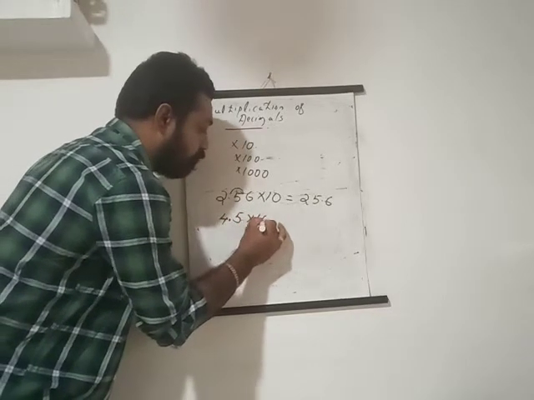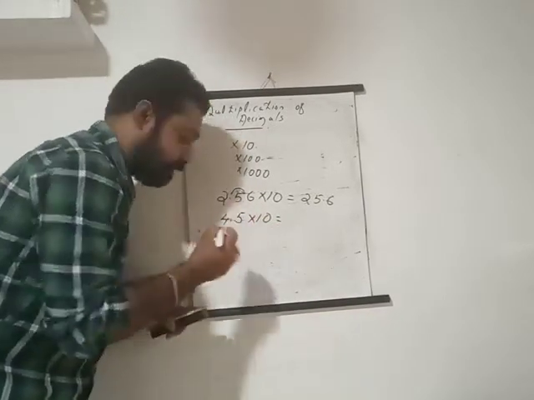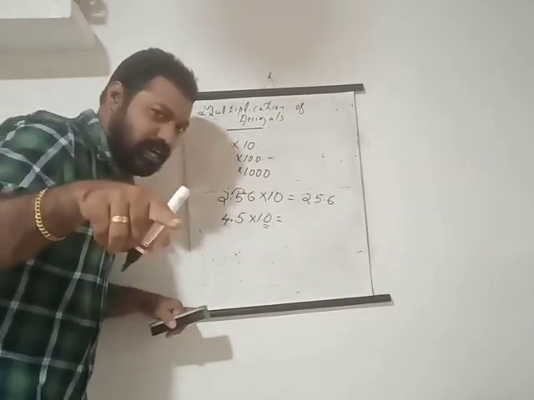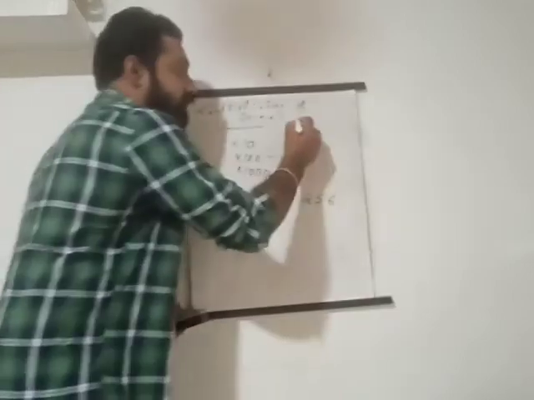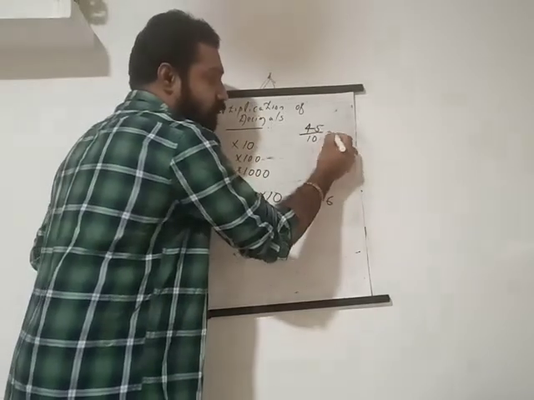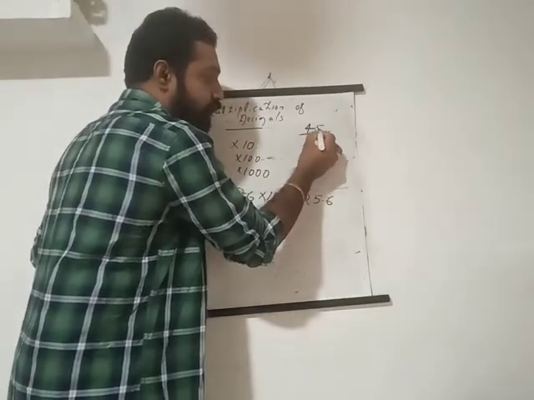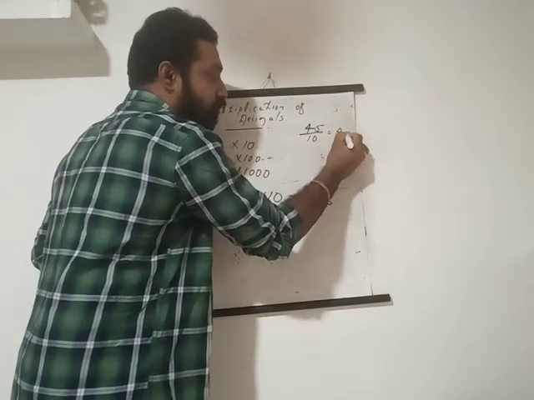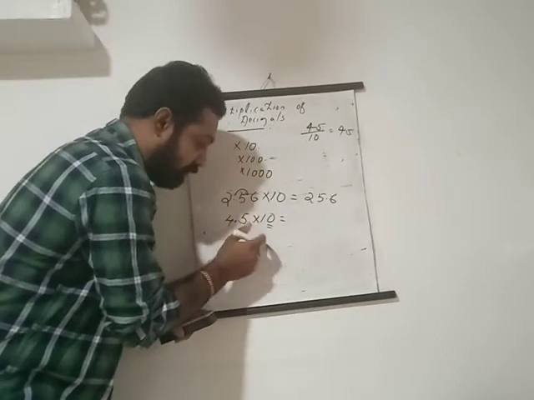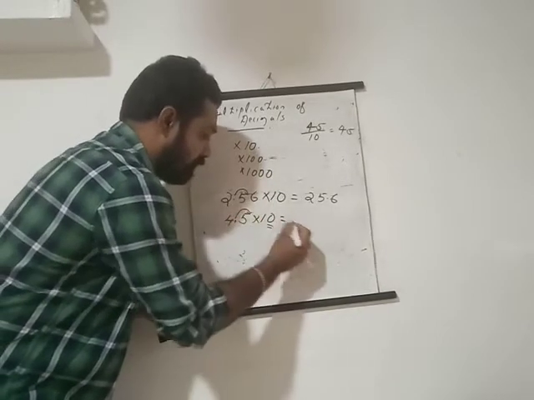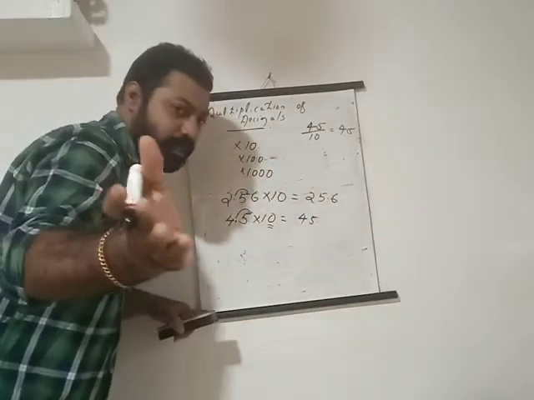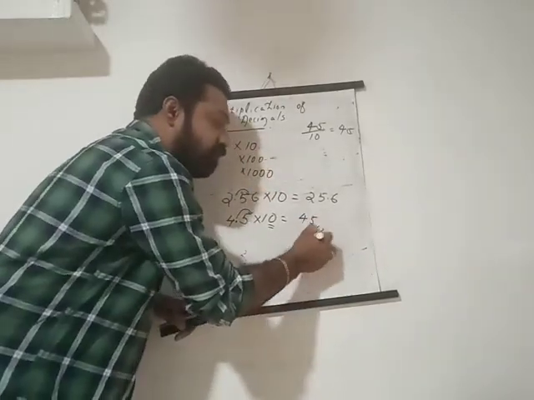Take another number, 4.5 into 10. When we divide 45 by 10, the point shifts to the left and it becomes 4.5. Multiplication is the opposite of division, so the point shifts to the right. 4.5 becomes 45 point, and since no number is there, we can simply write 45. Understand?